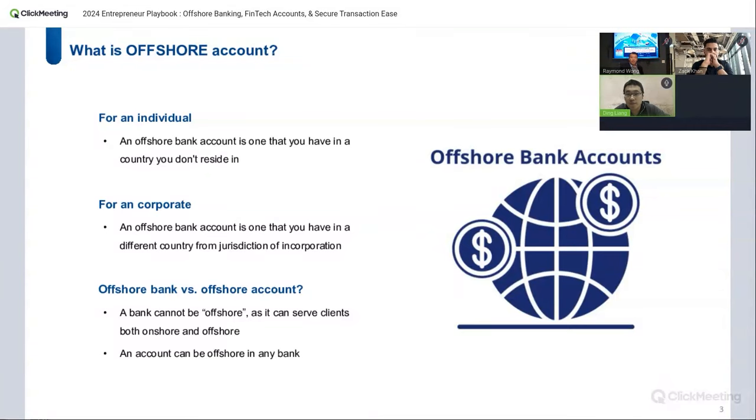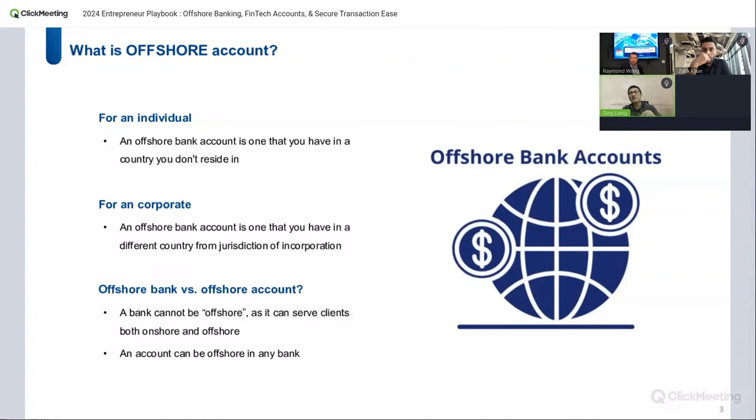Let's say for an individual, an offshore bank account is one that you own in a different country than the country you live in, or than your passport country. That's what we call an offshore bank account for an individual. For a corporate, the idea is similar. If the corporate has an account opened in a different country than the jurisdiction where the company is incorporated, then we say it's an offshore account.